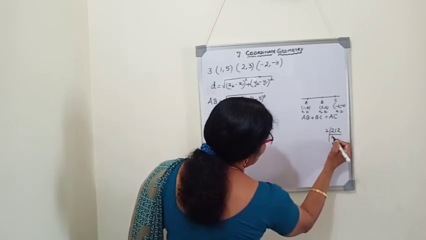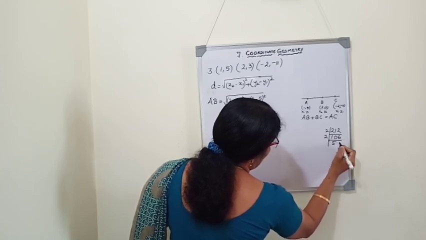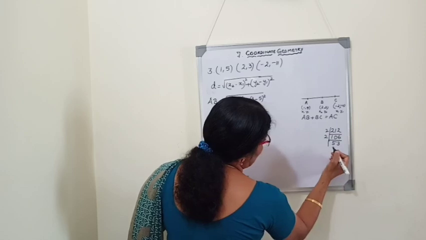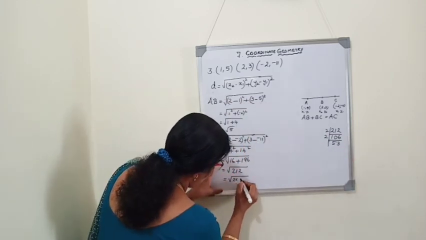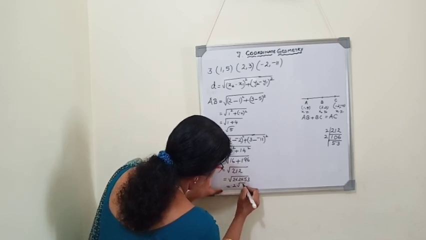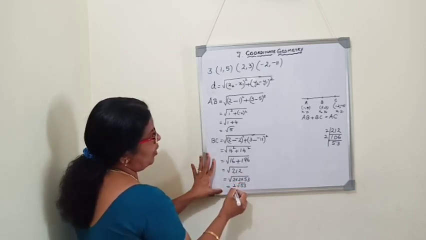2 ones are 2, 0, 6. Here, 2 5s are 10, 2 3s are 6. So here 53 is a prime number. So 2 into 53, that is nothing but 2 root 53 units. From 2 to 1, 2 had been taken out.